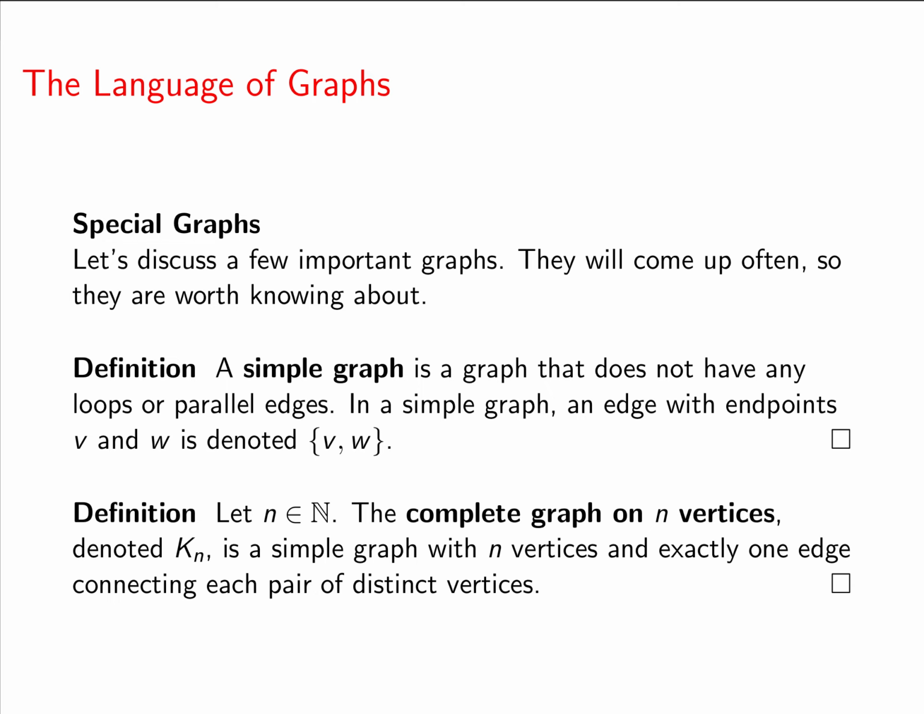Then there is the complete graph on n vertices, which we will denote Kn. It's a simple graph with n vertices and exactly one edge connecting each pair of distinct vertices.